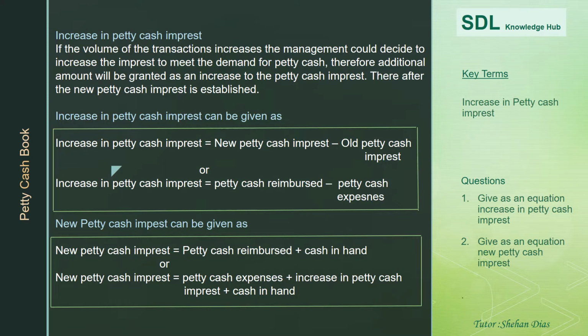Then we can also see the relationship between petty cash imprest and other constituents of petty cash. New petty cash imprest will equal petty cash reimbursed plus the cash in hand. Or the new petty cash imprest will equal petty cash expenses plus increase in petty cash imprest plus the cash in hand.